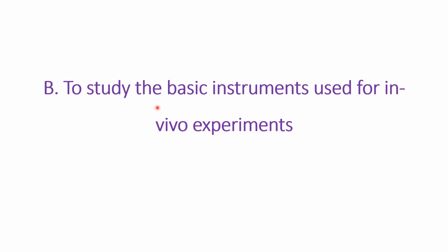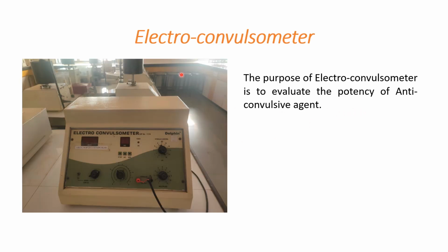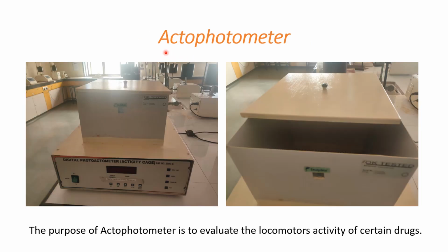Then the next is to study the basic instrument used for in vivo experimentation. So the first one is the electroconvulsometer. The purpose of electroconvulsometer is to evaluate the potency of anticonvulsive agent. Then the next is the actophotometer. The purpose of actophotometer is to evaluate the locomotor activity of the certain drug.